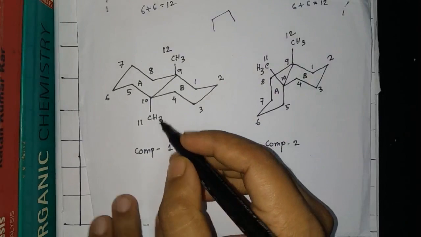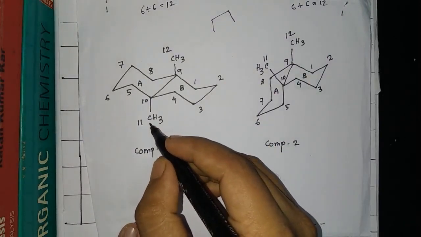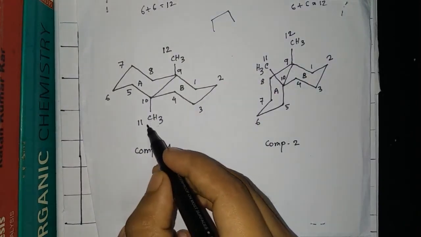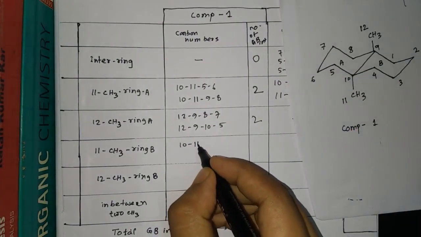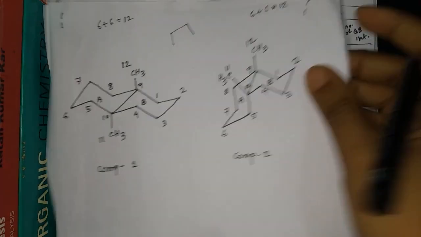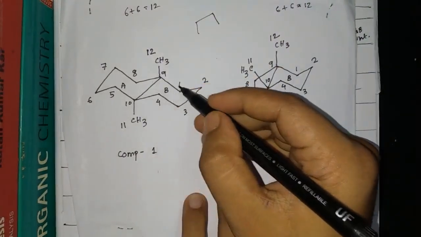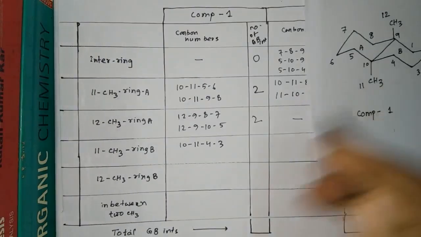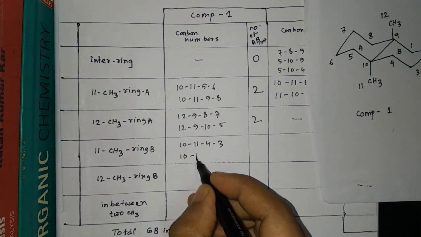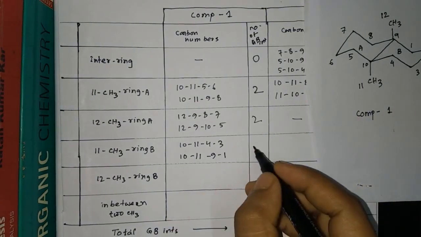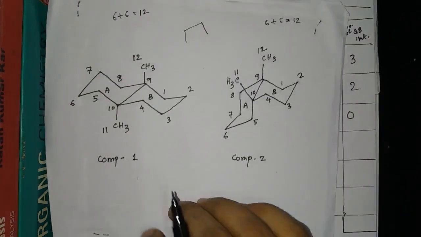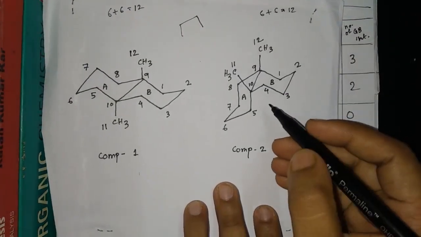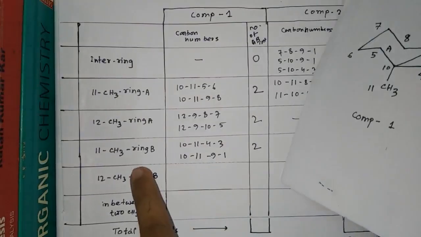Now 11 CH3 with ring B. So for compound 1, 11 CH3 with ring B. So this is 10, 11, 4, 3. And one more is 10, 11, 9, 1. So this also has a Gauss butane interaction. So there are 2.